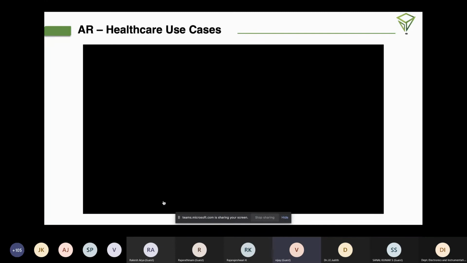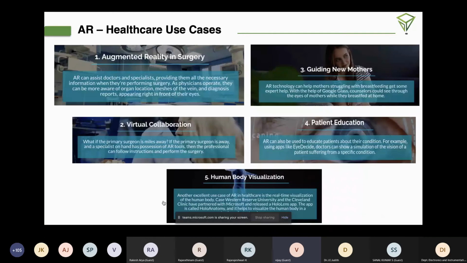All right, so this video pretty much summarizes what we talked about in the last 20 minutes, and it gives you a visual of what we talked about. If people would like to see a lot more visually compared to what I spoke. So if you look at it, AR is used for virtual collaboration, education, training, to visualize the human body, and guiding in real time anybody who needs help in the healthcare space. AR comes very, very handy.